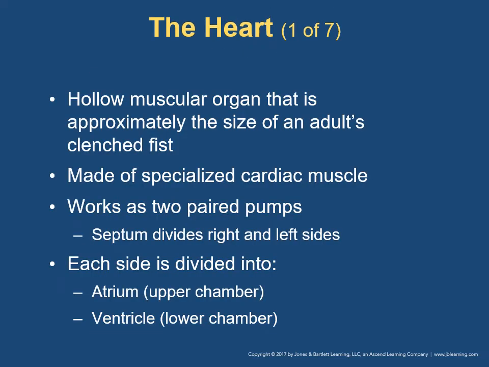The heart is a hollow muscular organ that is approximately the size of an adult's clenched fist. It is made of specialized cardiac muscle called myocardium and works as 2 paired pumps. The septum divides the right and left sides of the heart. Each side is divided into top and bottom portions. The atria are the upper chambers and the ventricles are the lower chambers.